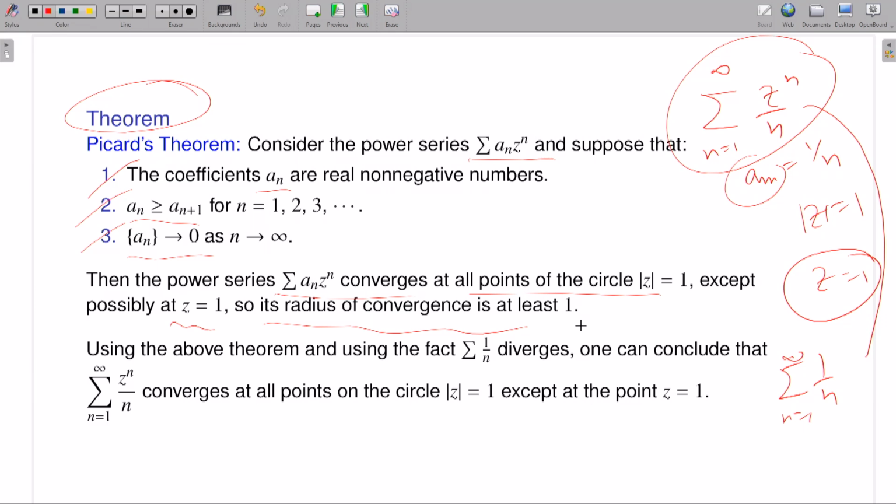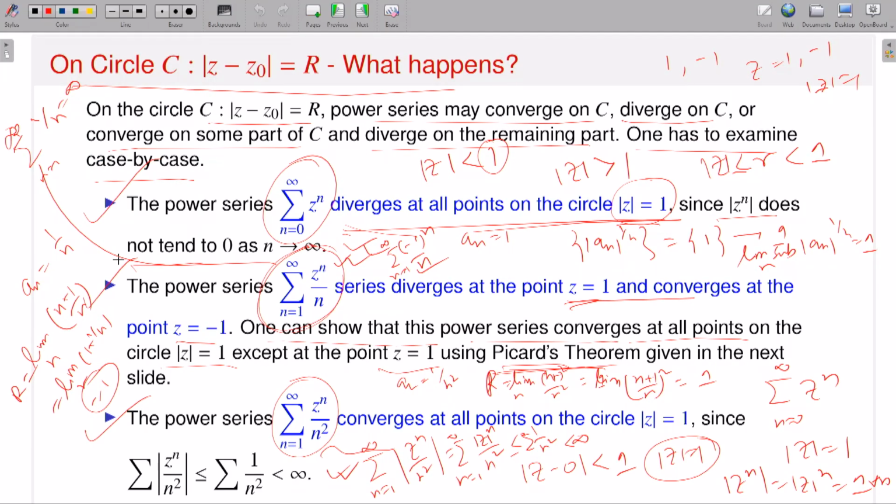So earlier I just said that if I take z equal to 1, it is the series 1 by n, which diverges, and if I take z equal to minus 1, then it is the alternating series, which converges. Then I said that actually it converges at all points on mod z equal to 1 except z equal to 1, and it actually follows from this statement. So I have written that using the above theorem and using the fact that 1 by n diverges, one can conclude that this converges at all points mod z equal to 1 except the point z equal to 1. So using Picard's theorem you have the full conclusion about this observation.